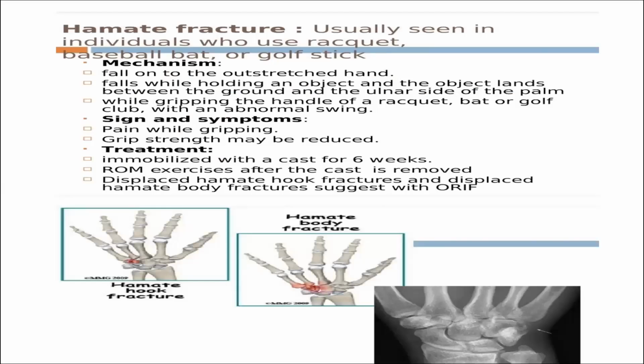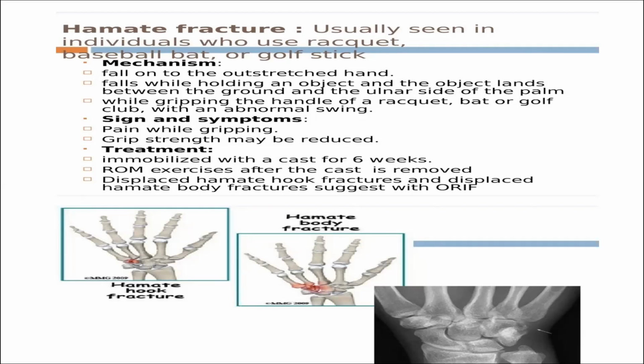Hamate fracture is usually seen in individuals who use a racket, baseball bat, or golf club. The mechanism is a fall on the outstretched hand while holding an object, and the object lands between the ground and the ulnar side of the palm. Basically, the hamate is on the ulnar side of the palm, so when you fall on that side, the fracture occurs.